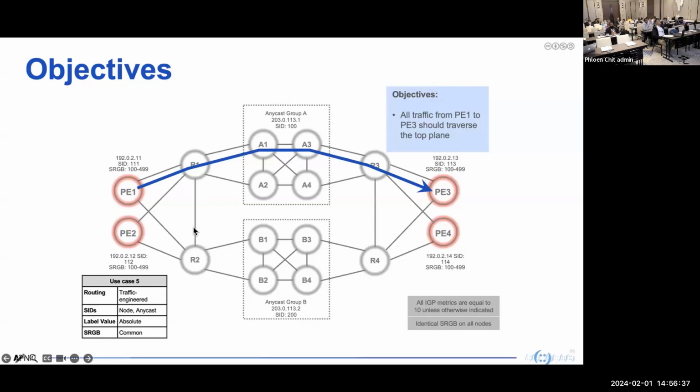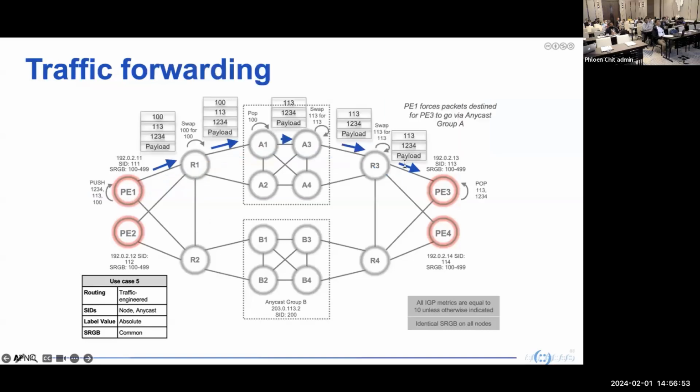And then we don't care. Basically, we just want the traffic to go through the top plane. No matter if it is through A1 or A3 or A2 or A4, just go to the nearest one from the source. So in this case, we can use the anycast seed. To achieve this, PE1 can push the label stack of 100 and 113. The top level of 100 is the anycast seed of the anycast group A, indicating that the packet should take the shortest path to this anycast group A.